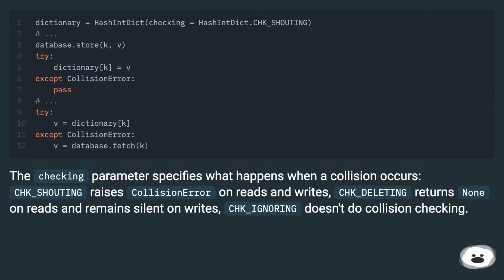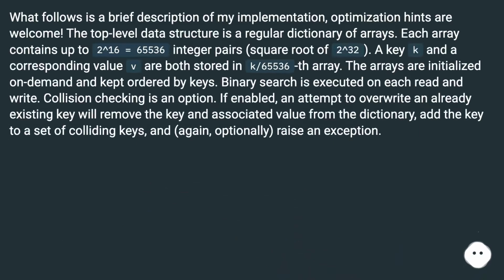The checking parameter specifies what happens when a collision occurs. chk_shouting raises a collision error on reads and writes. chk_deleting returns None on reads and remains silent on writes. chk_ignoring doesn't do collision checking. What follows is a brief description of my implementation.